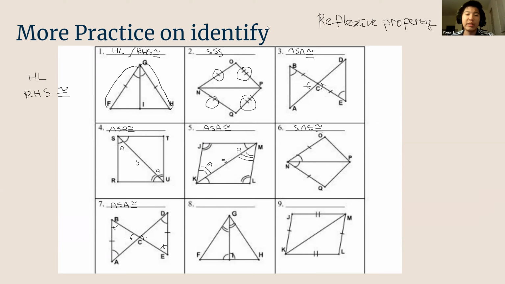So we know that these two triangles again are congruent by angle side angle congruency. Now number 9, again, we see the same property. KM is congruent to itself through the reflexive property. KJ is congruent to LM, and KL is congruent to JM. So here we see that the two triangles are congruent to each other by SSS congruency.